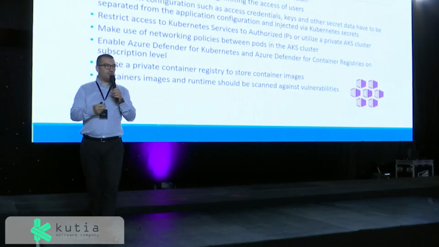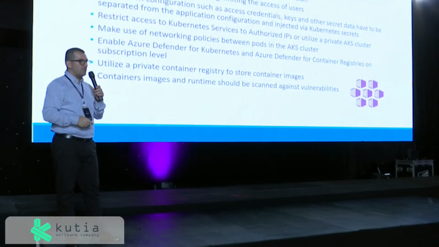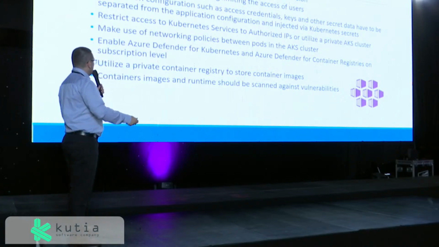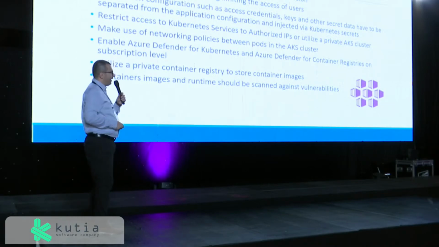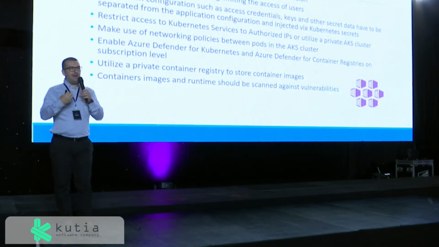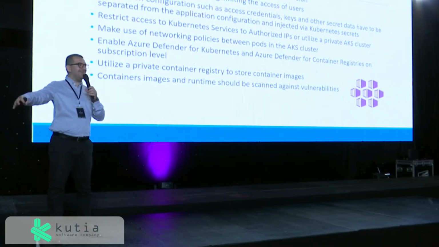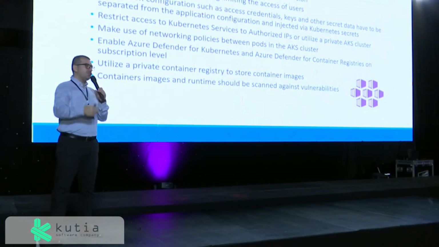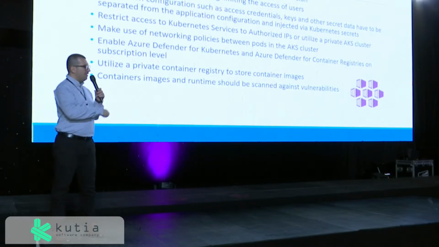Also, by default, pod with pod can communicate, which is not good. That's why we need to enable network policies to separate communication between pods. We can enable a service mesh and Istio, but that's a more advanced topic. We should enable Defender for Kubernetes. It should have a private backend connection to the container registry, and expose these applications again through a web application firewall, which can be Application Gateway or Azure Front Door. Container images will be scanned in the container registry by using Azure Defender.